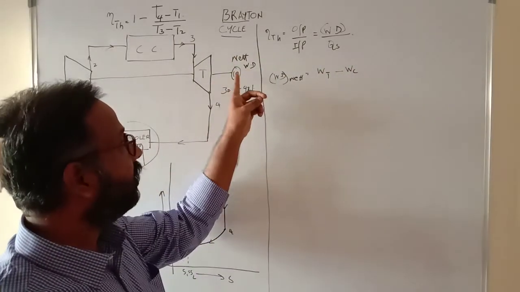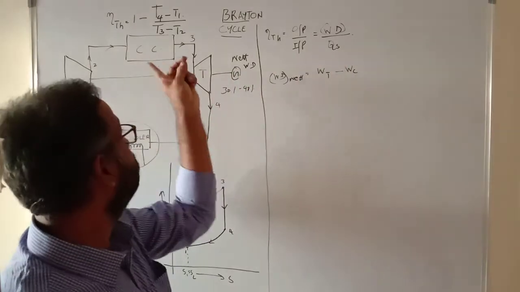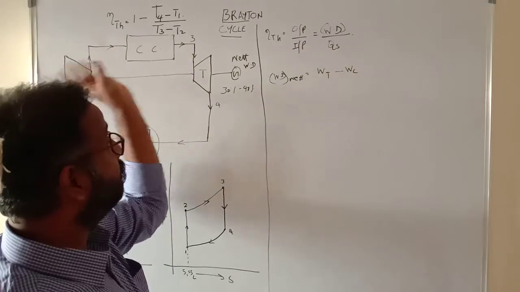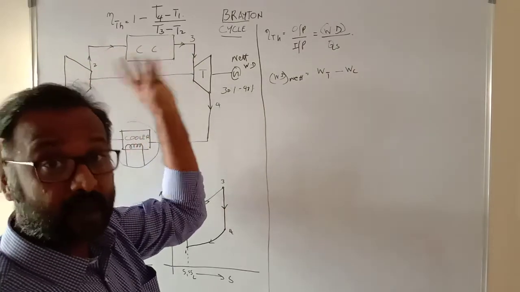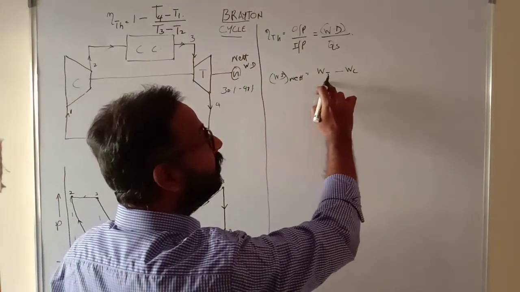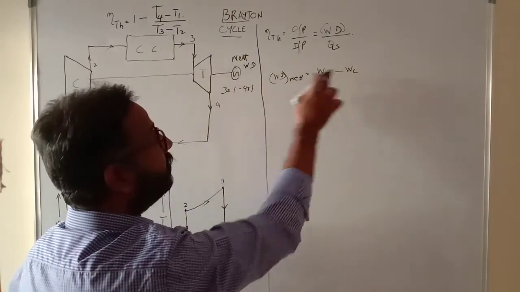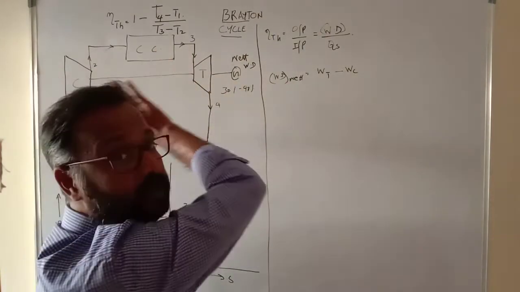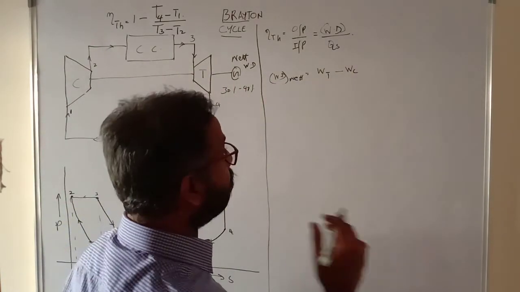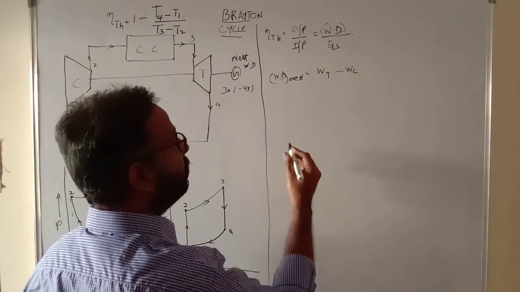So the net work available over here will be minus how much work is being given to the compressor, or how much energy we have transferred from the turbine to the compressor in running the compressor. So the net work done will always be the work done by the turbine minus the work absorbed by the compressor. Now we'll define these terms separately.